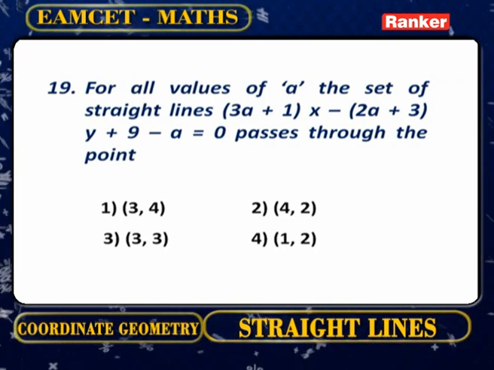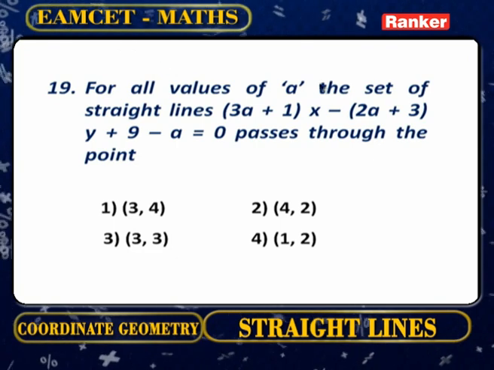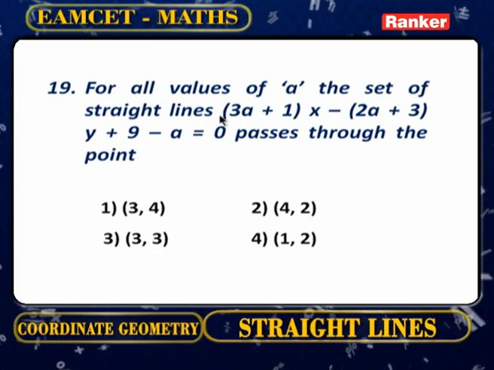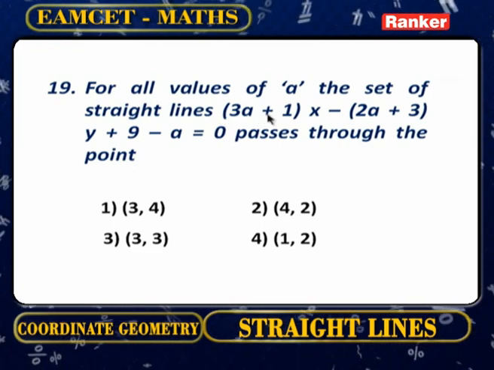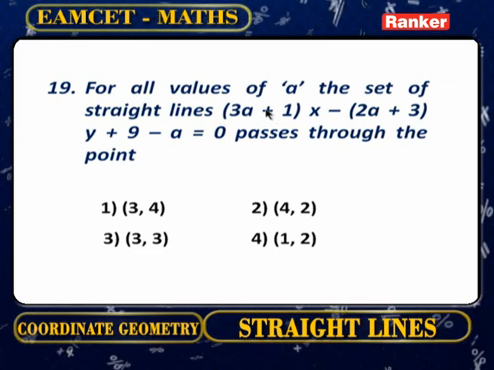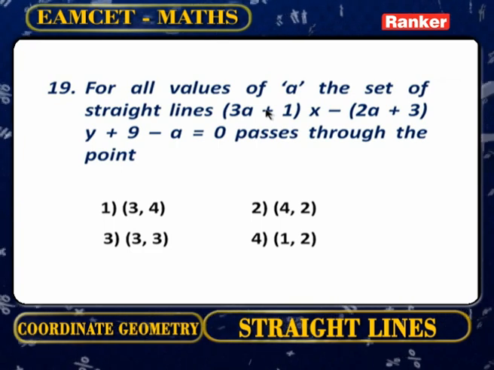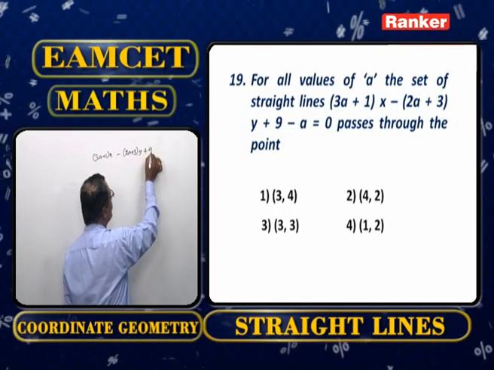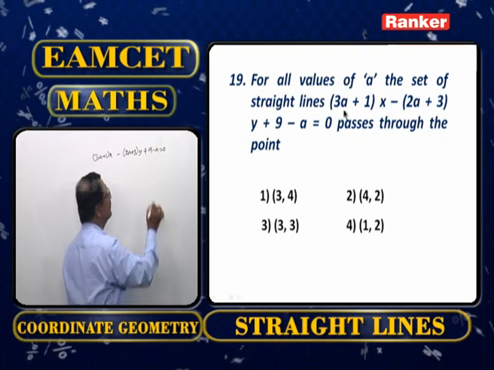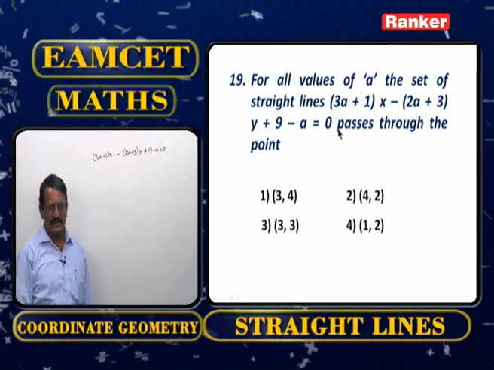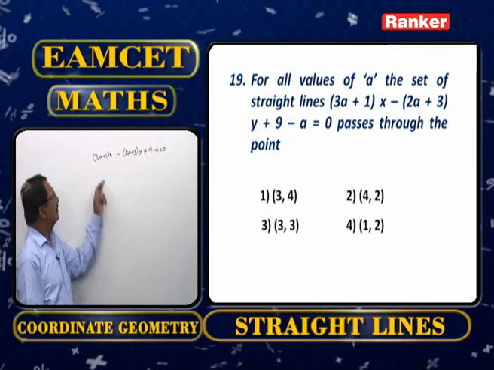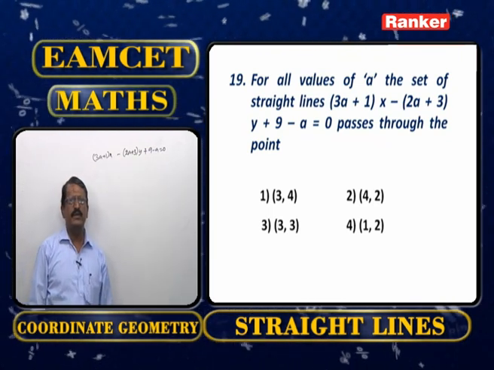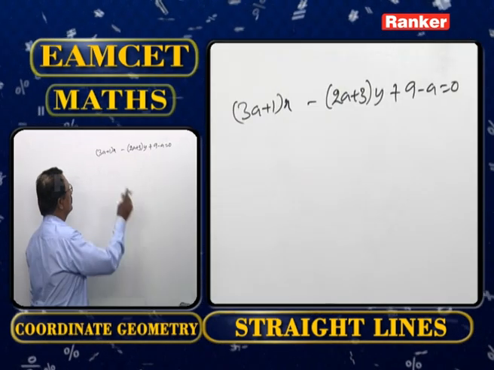For all values of a, the set of lines (3a+1)x minus (2a+3)y plus 9 minus a equals 0 passes through a point. This line always passes through a fixed point; we are required to find that fixed point.